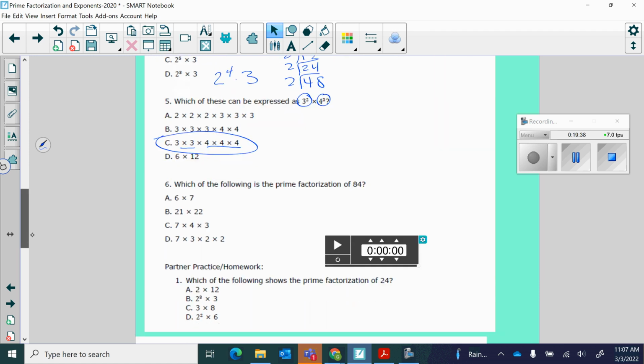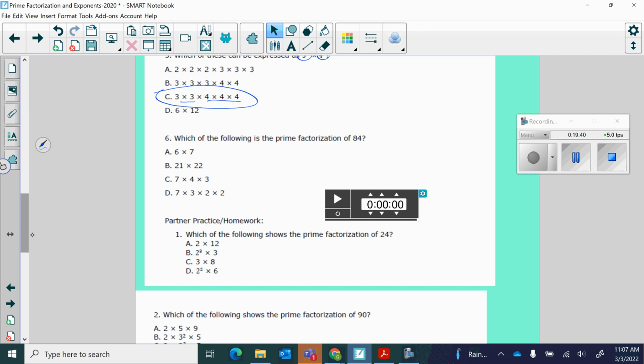And then our prime factorization for 84. So 84, and actually this one don't even need to, no. If I look at the answers, 6 is composite, 22 is composite, 4 is composite. They only gave me one possible answer with prime number, even though they did it backwards. So that's one you got to be careful of. Okay?